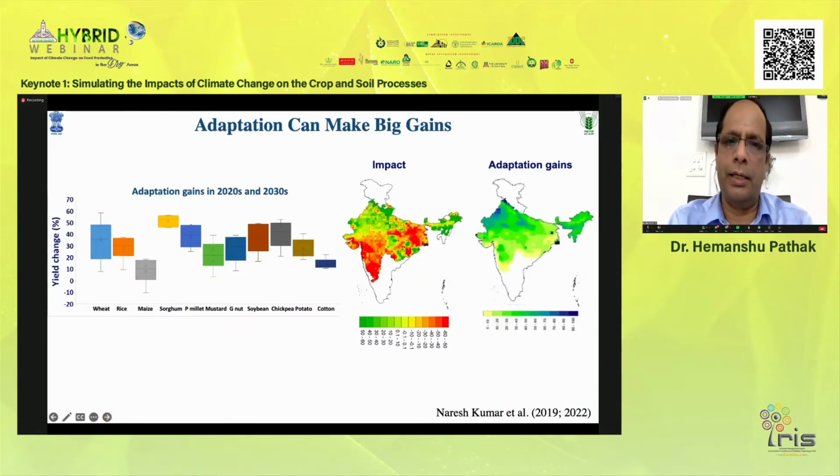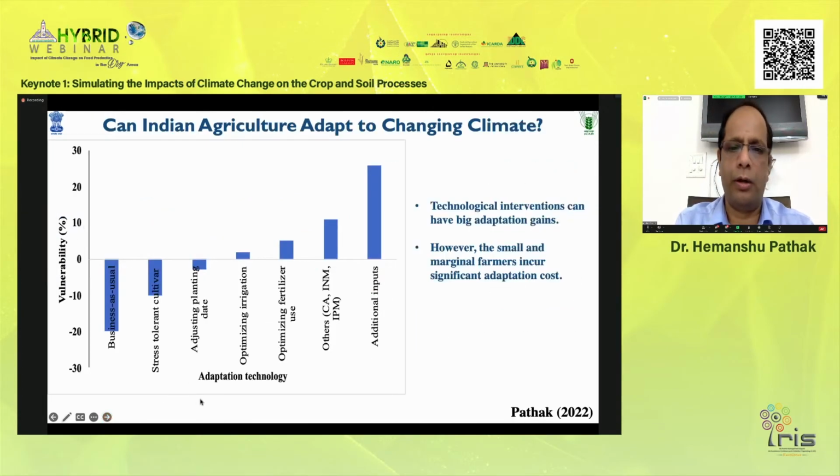That means adaptation benefit is there in all the crops almost everywhere in the world. We did one detailed study to calculate how much the adaptation gain is going to be, and we observed that there could be big gains due to adaptation. And these are some of the numbers which we showed for some of the crops like rice, wheat, maize, and so on. In summary, for adaptation gains in Indian agriculture, what we observe is that if we do not adopt any of those adaptation technologies, then the crop yield is going to be reduced by around 20%. But if we go on adopting at least 1, 2, or 3 of these options, for example, stress-tolerant cultivars, adjusting planting date, optimizing irrigation, optimizing fertilizer use, conservation agriculture, integrated nutrient management, and additional inputs, then not only will we be able to compensate the loss, which is currently estimated as around 20%, we will be able to even increase the total production.